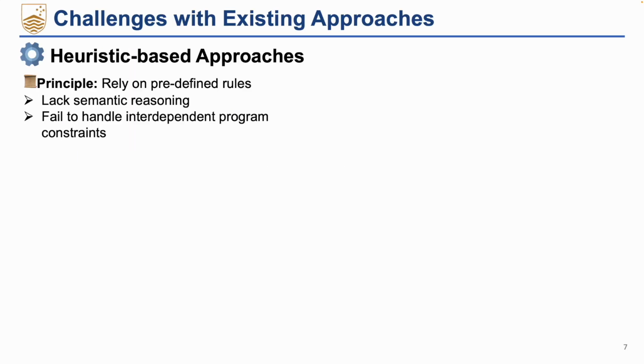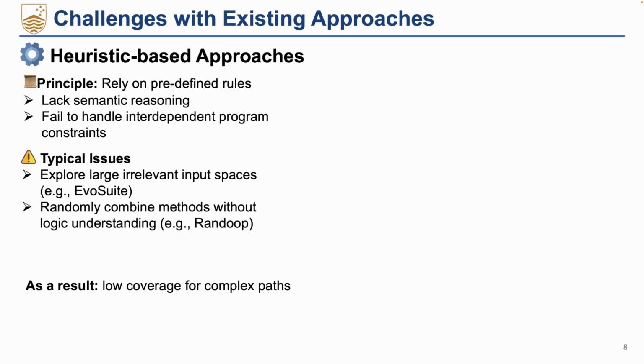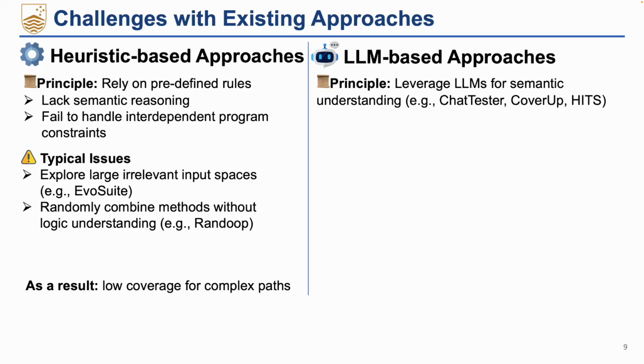While heuristic-based approaches can generate many tests automatically, they rely on predefined rules. This means they don't actually understand the logic of the program. As a result, they often fail to handle interdependent constraints within the program. For example, EvoSuite tends to explore large irrelevant input spaces, wasting time during test evaluation. Randoop, on the other hand, randomly combines methods without logical understanding. So this approach struggles to cover complex paths, especially those requiring precise conditions.